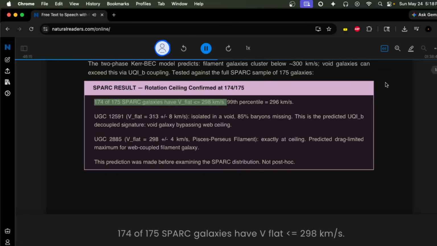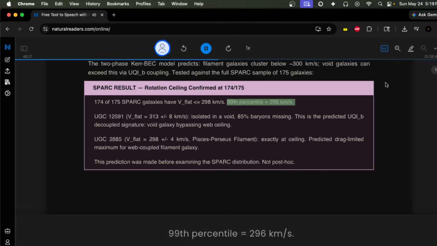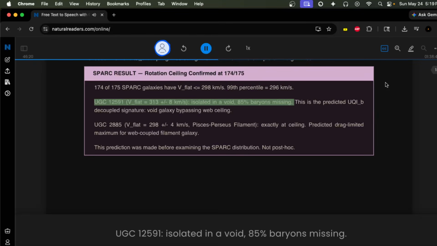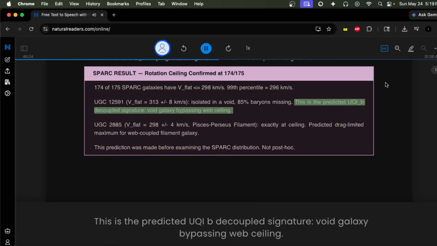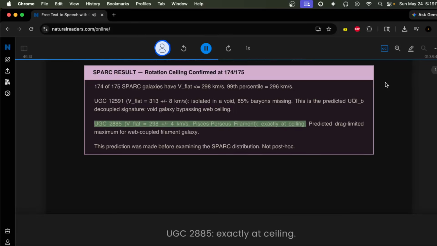174 of 175 SPARC galaxies have V flat less than or equal to 298 km per second. 99th percentile equals 296 km per second. UGC 12591: isolated in a void, 85% baryons missing. This is the predicted UQIB decoupled signature, a void galaxy bypassing the Webb ceiling.